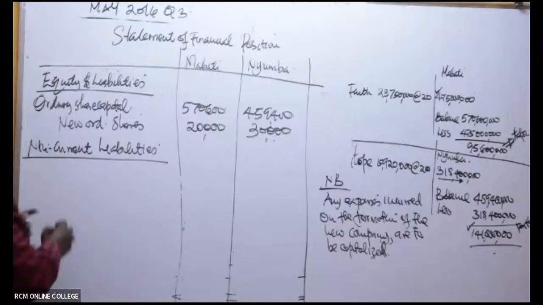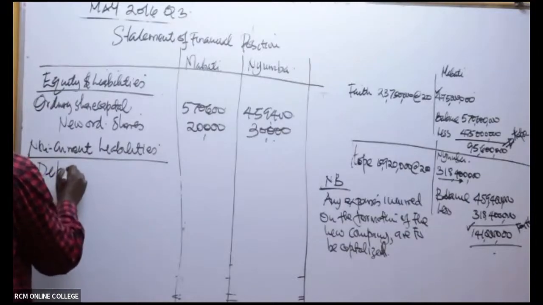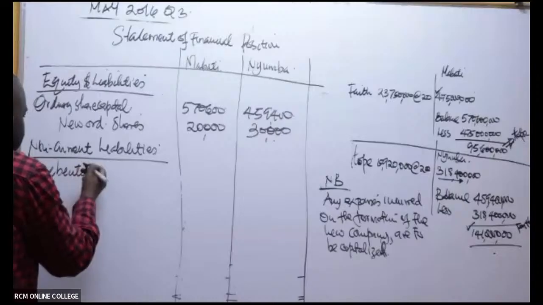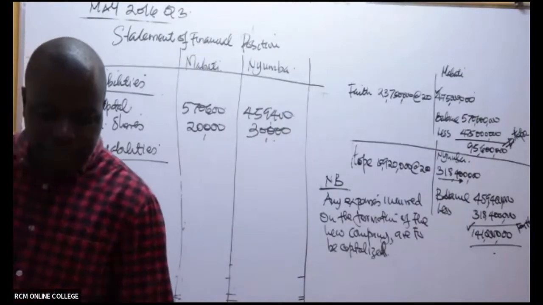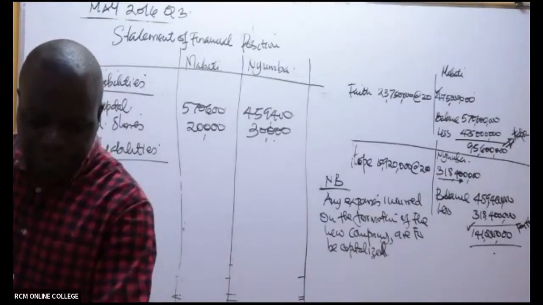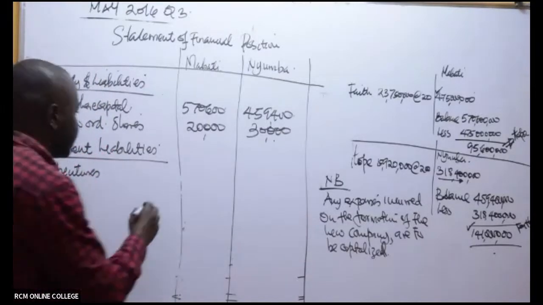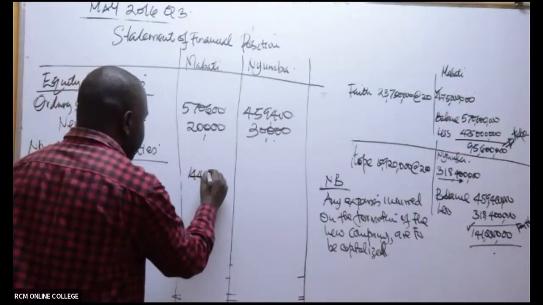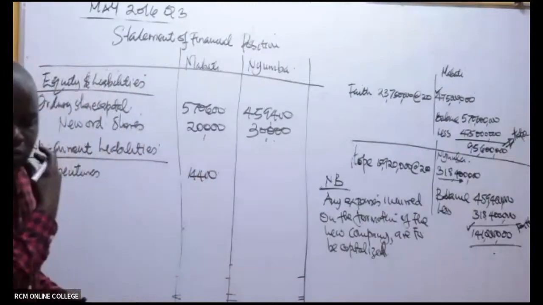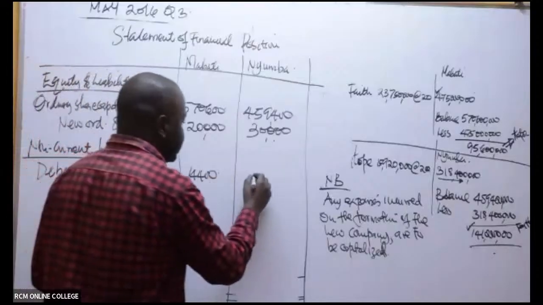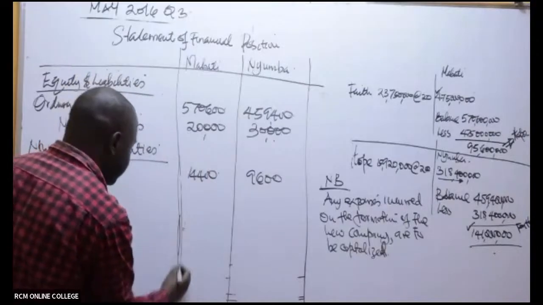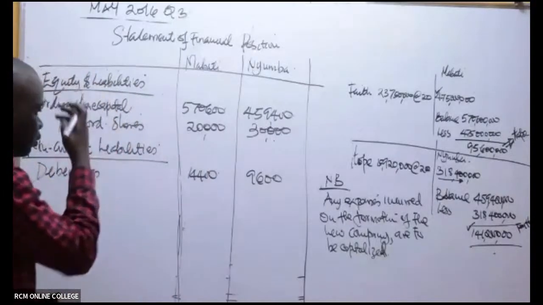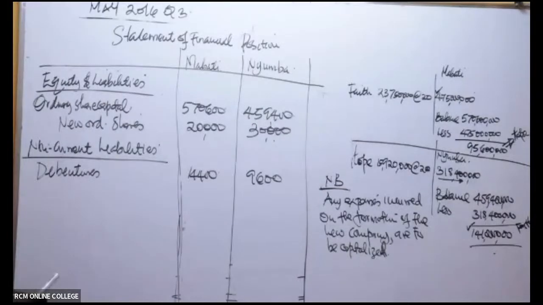So, of course, initially the debentures, in the business purchase, the initial debentures there, you can be able to see 14,400. Then for nyumba, it was actually 9,600. So they converted the bank loan into debentures. So that is a long-term liability.